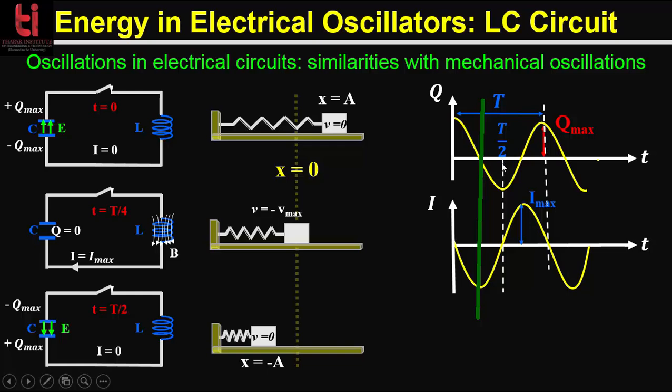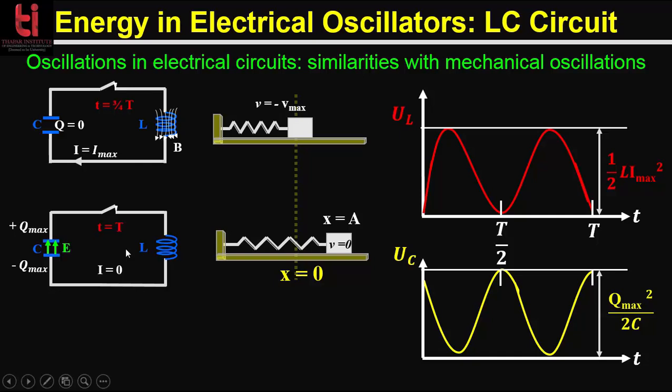Again at t equal to T by 2, that is after half of the cycle, charge on the capacitor will be maximum but with opposite polarity, and the current in the circuit will be 0 again. So we can say that the total energy is constant, so half L I maximum square is equal to Q maximum square by 2C. So this is the energy contribution from the inductor and this is the energy contribution from the capacitor.